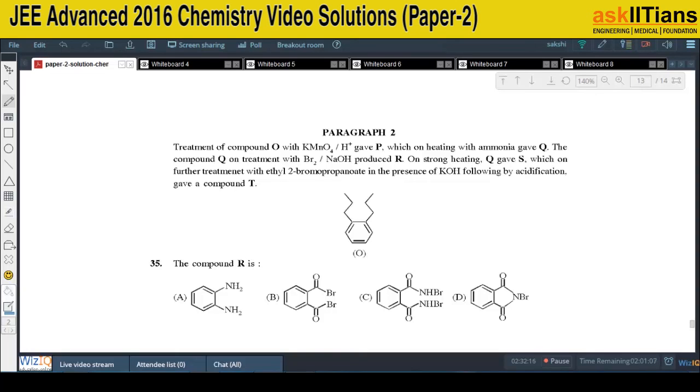On strong heating, Q gave S, which on further treatment with ethyl 2-bromopropanoate in the presence of KOH followed by acidification gave a compound T. The compound O is given to you. Now you have to find out: question number 35 asks what is compound R, and the other question asks what is compound T.